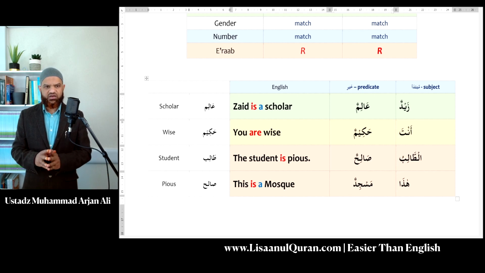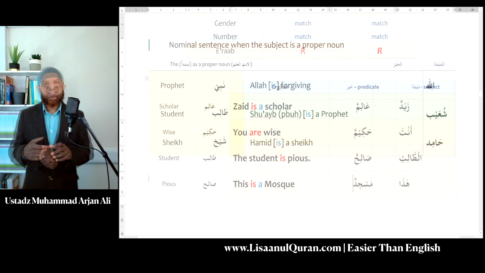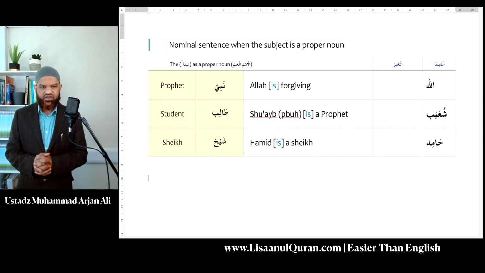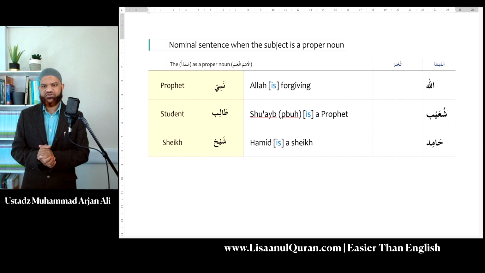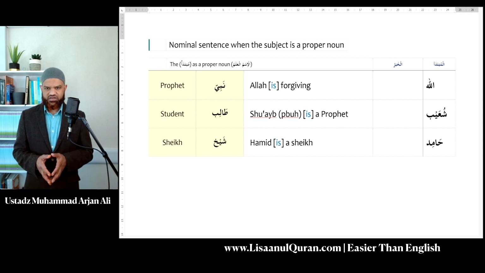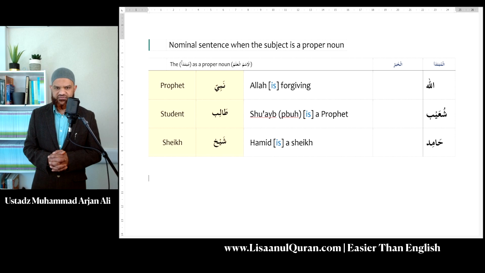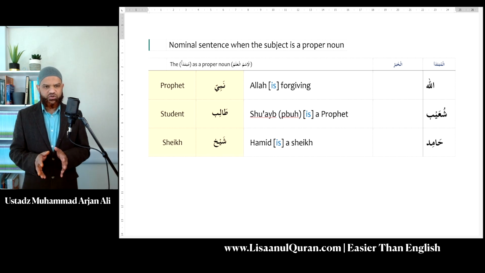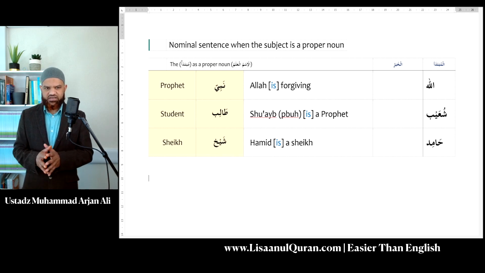I hope and pray, inshallah, that you've done these exercises with me and that you can see those 4 properties coming alive. It's now time for you to do some exercises, inshallah. I've got in front of you 3 English sentences. You can read them yourself, inshallah. Allah is forgiving. Shu'aib alayhi salam is a prophet. And Hamid is a sheikh. Now, I've given you the spelling of the words on the left-hand side for the ones you need, and the proper nouns, I've written them on the right-hand side for you. So using the rules I've shared with you, please translate these from English to Arabic. Pause the video before continuing.